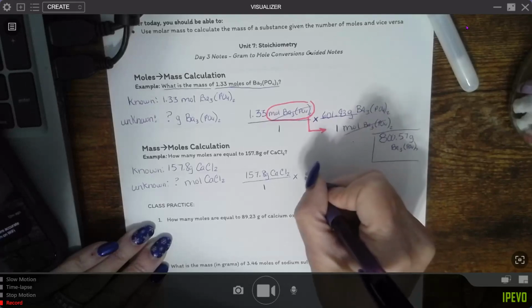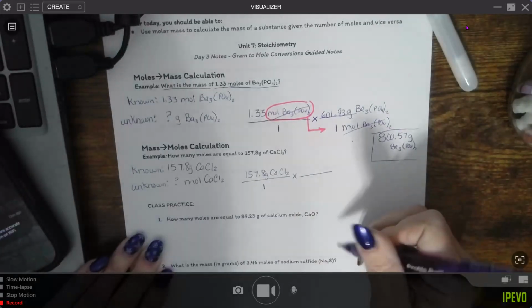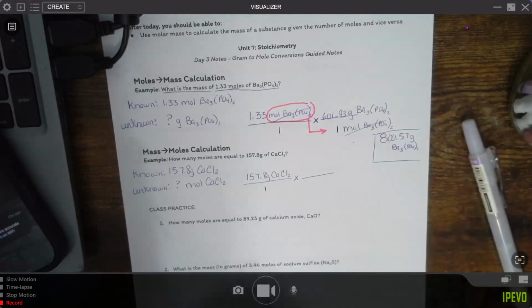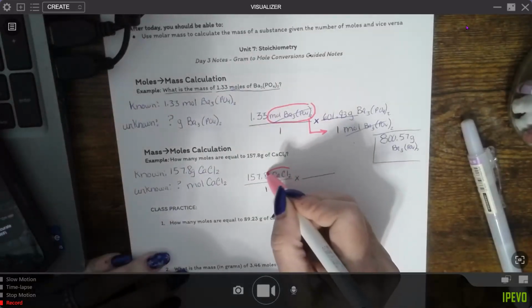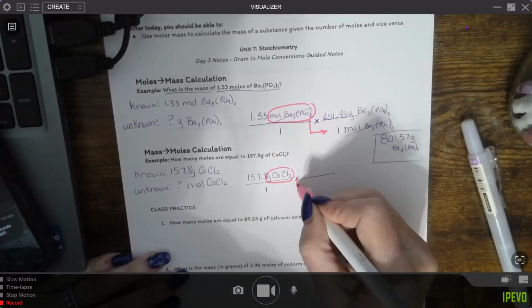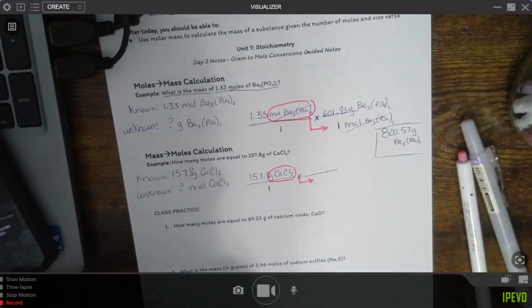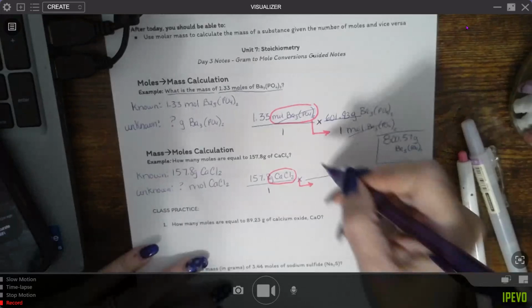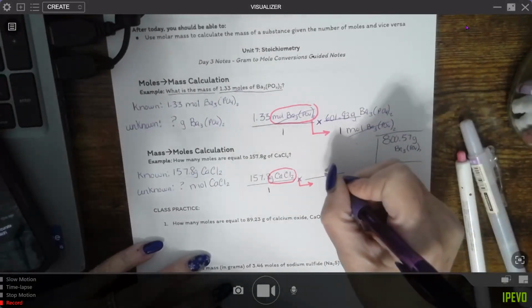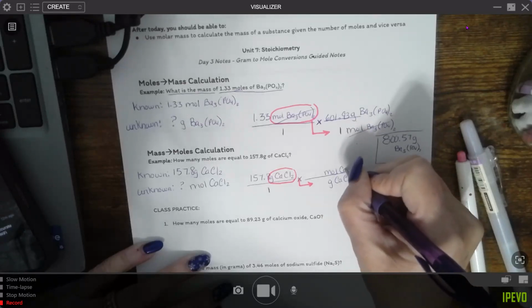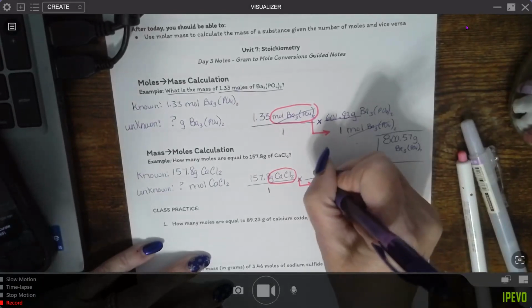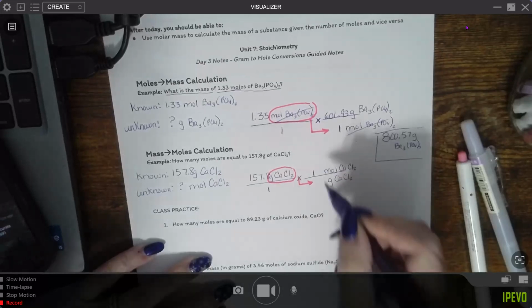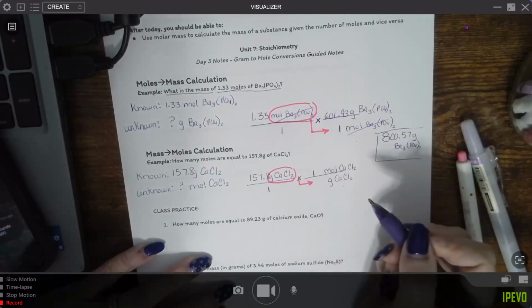Okay, now I need to fill in this conversion factor. Once again, you're going to take your units down diagonally. So grams of calcium chloride is going to go here. And on top is what we're looking for, so moles of calcium chloride. Like we said before, when you have moles in this type of problem, it's always going to be 1, because 1 mole is equal to the molar mass of calcium chloride.